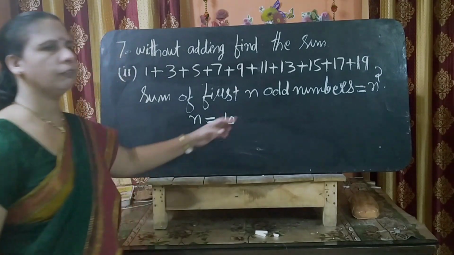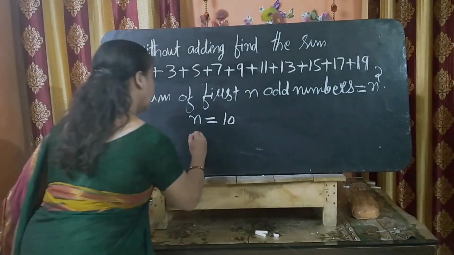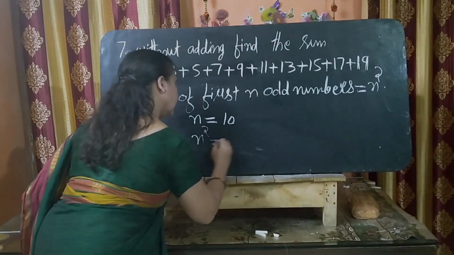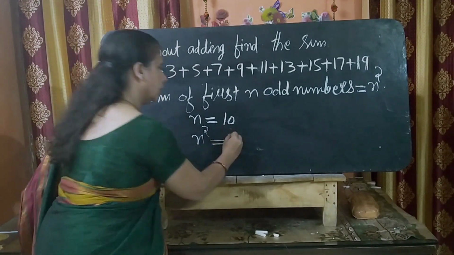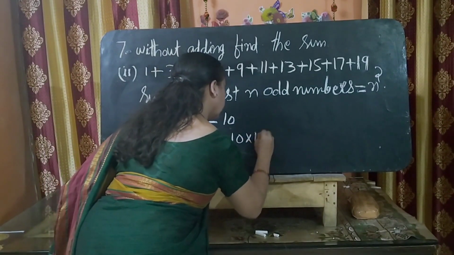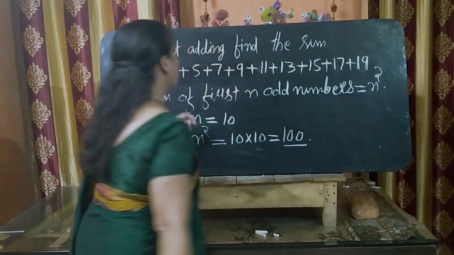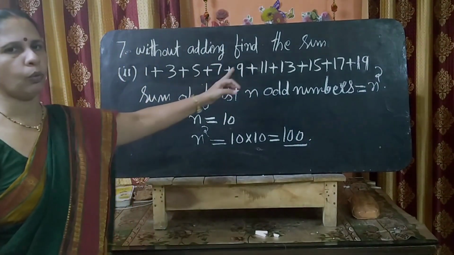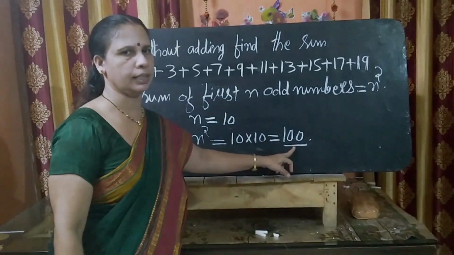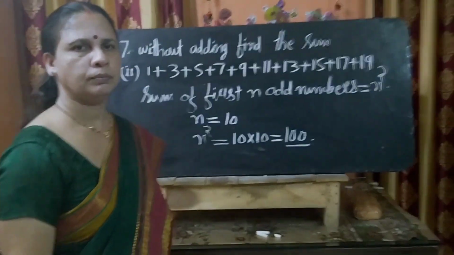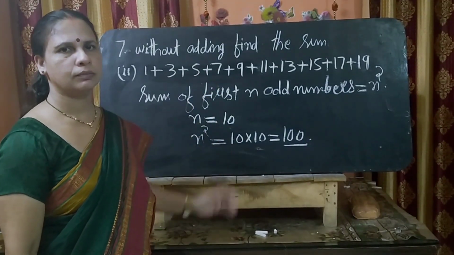Then we have to find out n square. n square, where n equals 10, is 10 into 10, that is 100. So the sum of these 10 odd numbers equals 100. Copy down this.